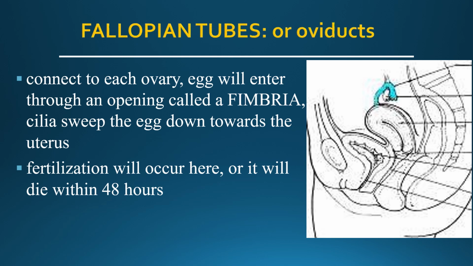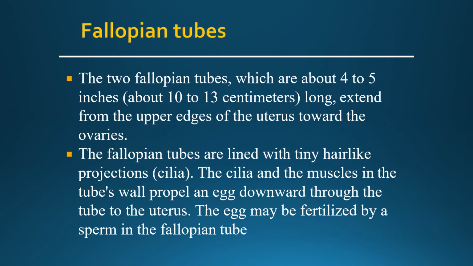So the uterus has 2 fallopian tubes, each connecting to the ovary on either side, and the egg released from the ovary will enter the fallopian tube through the fimbriae, and the cilia inside the fallopian tube sweep the egg down towards the uterus. So fertilization occurs in the ampulla of the fallopian tube. If it does not occur, the egg dies within 48 hours. The 2 tubes, which are about 4 to 5 inches, or 10 to 13 centimeters long, extend from the upper edges of the uterus towards the ovaries.